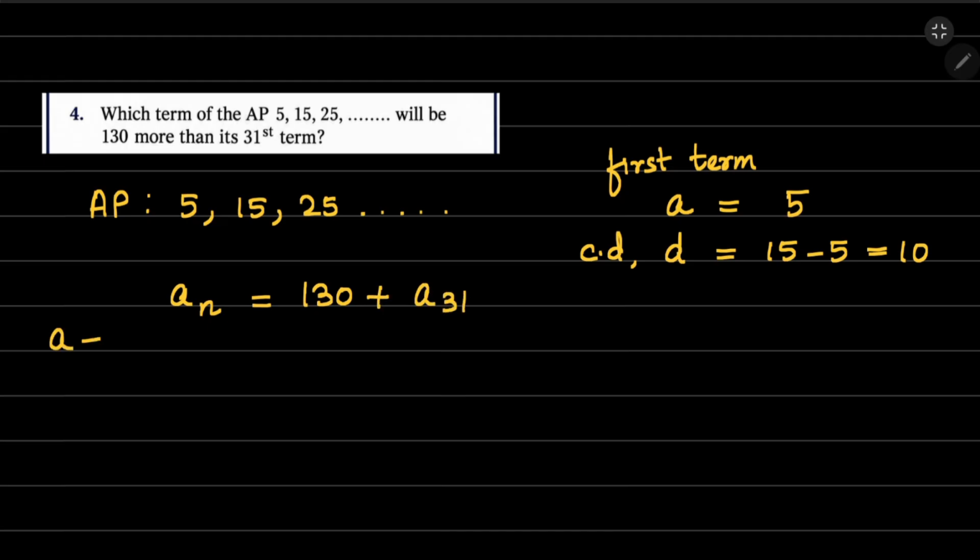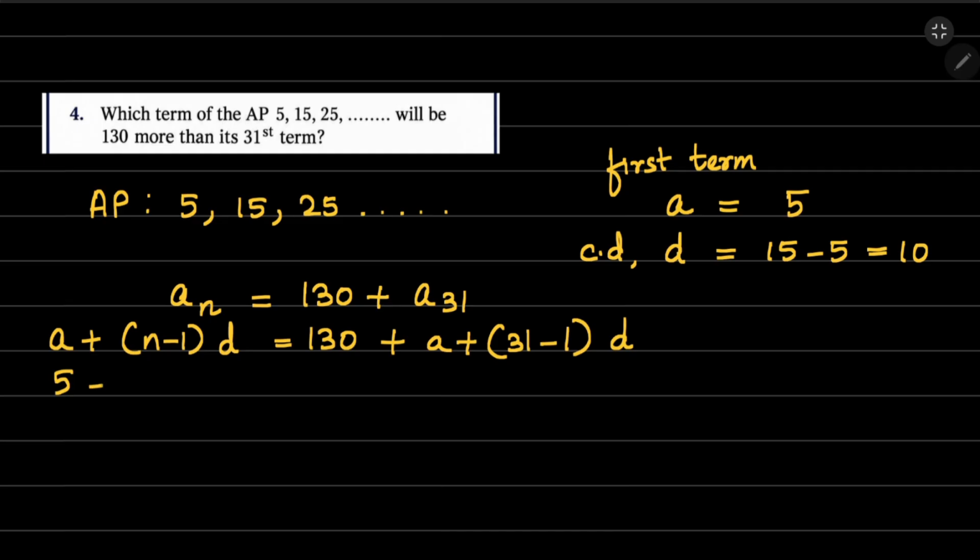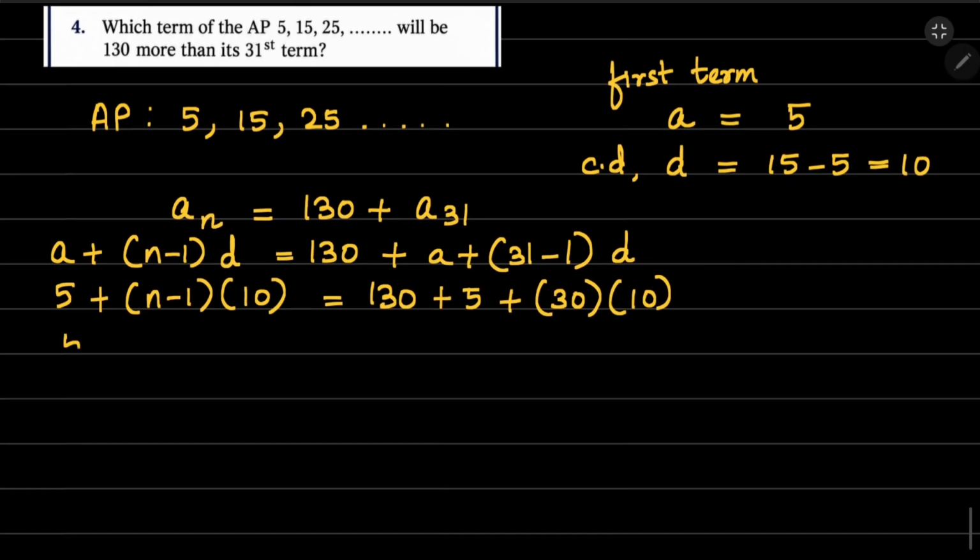Let's do the formula. A plus n minus 1 into d is equal to 130 plus a plus 31 minus 1 into d. Let's substitute a and d. A is 5 plus n minus 1 into d is 10 is equal to 130 plus a is 5 plus 31 minus 1, 30 into d is 10. Let's solve it. So you have 5 plus 10n minus 10 is equal to 135 plus 300, which is 435.